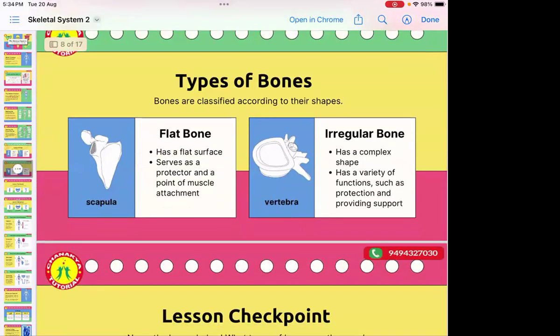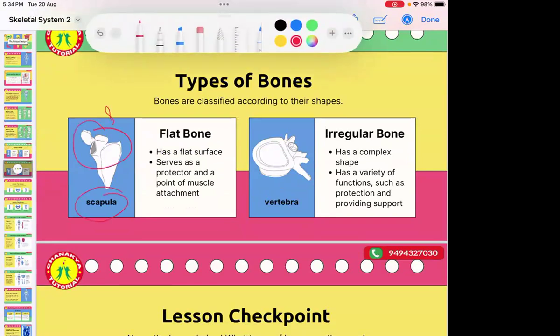Okay. Then the next one is the flat bone, which is the scapula, which is present where? In the shoulder. It has a flat surface and it serves as a protector and a point of muscle attachment. If you touch your shoulder, what do you feel? You feel it is flat, right? And it will be protecting us from so many things. And also at this point, the other bone will be available, which has the ball and socket joint in it.